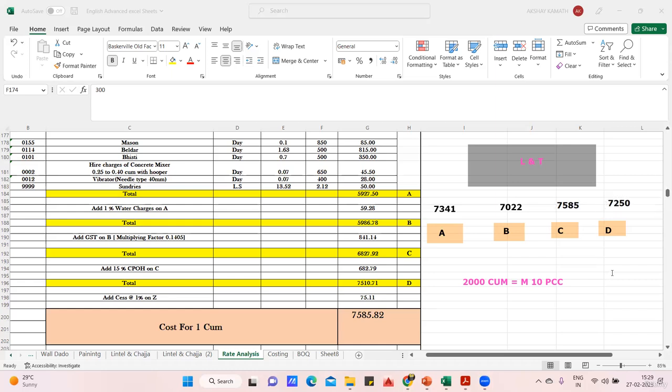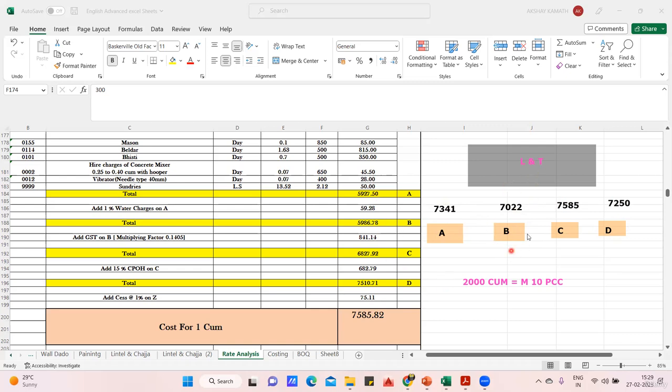Fine. Now L&T will decide to whom to give this particular work. So whether to give to A person, B, C, or D. Usually the work will go to the person who gives the lower rate. Comparing all four people, this 7022 he has quoted is less than 7341, 7581, and 7250. But again, only the person with the lower rate will not get the project all the time.